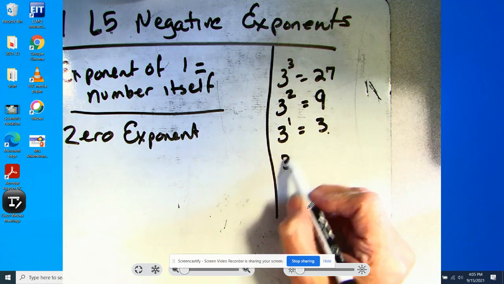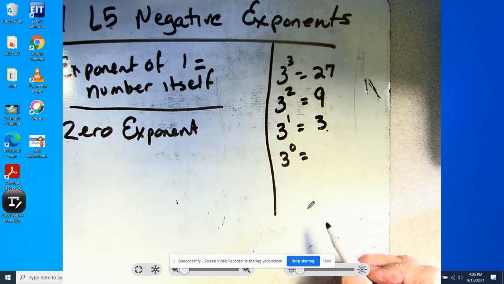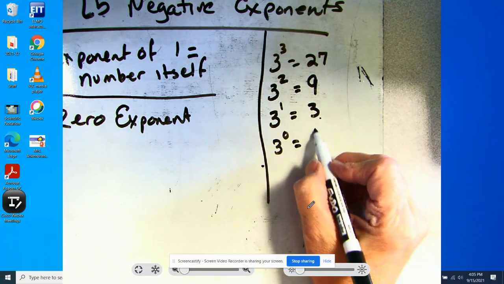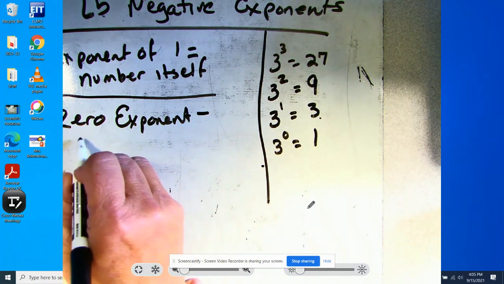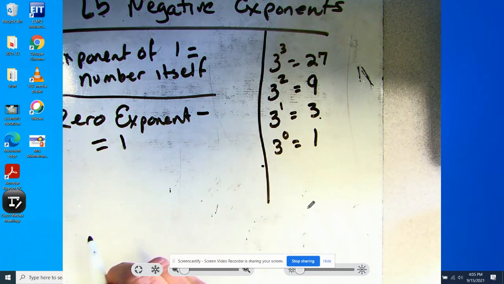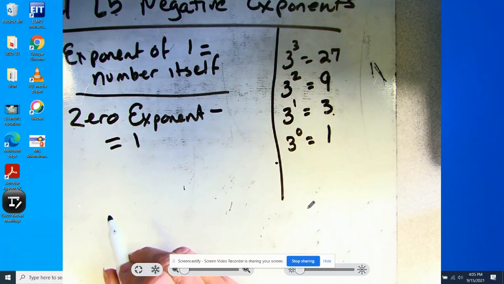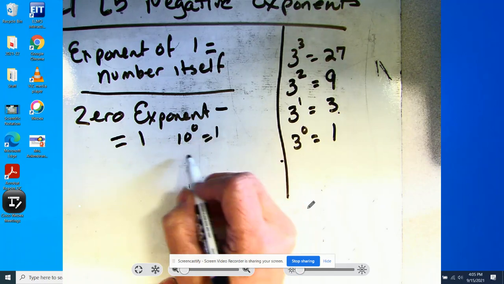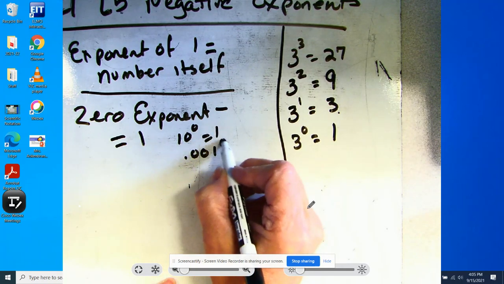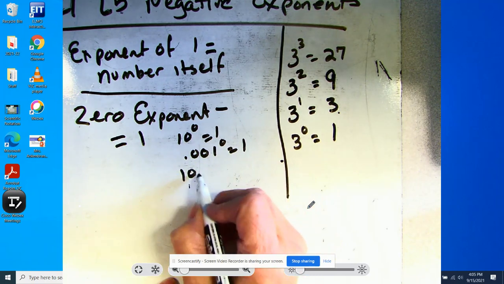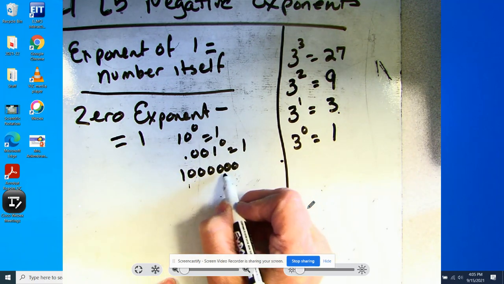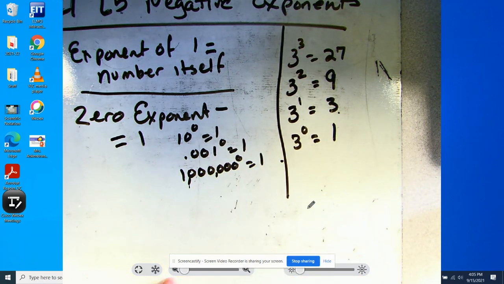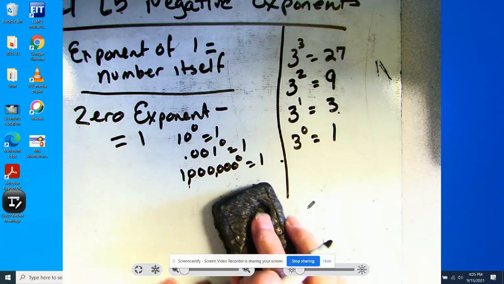So that would be 3 to the power of 0 in our little run here. And 3 to the power of 0 would be 3 divided by 3. 3 divided by 3 is 1. So a zero exponent equals 1. If the exponent is 0, the answer is 1. So 10 to the power of 0 equals 1. 0.001 to the power of 0 equals 1. A million to the power of 0 equals 1. So no matter how big or how small, if you put it to the power of 0, it equals 1.